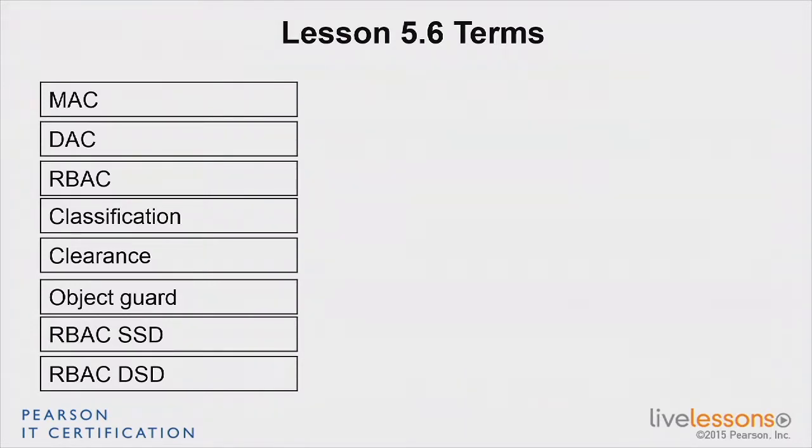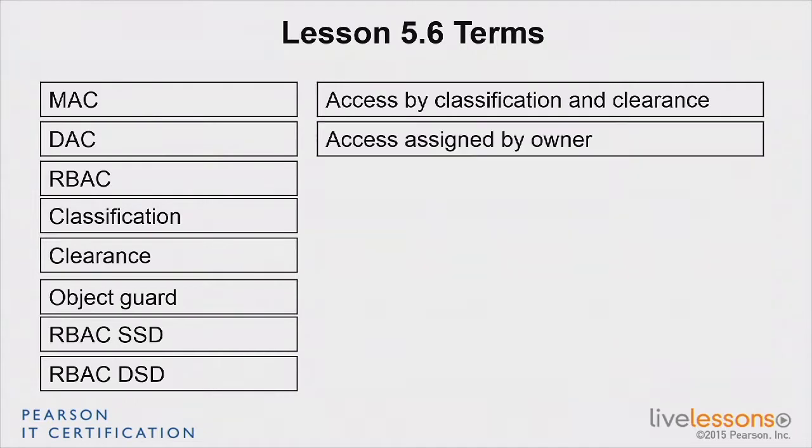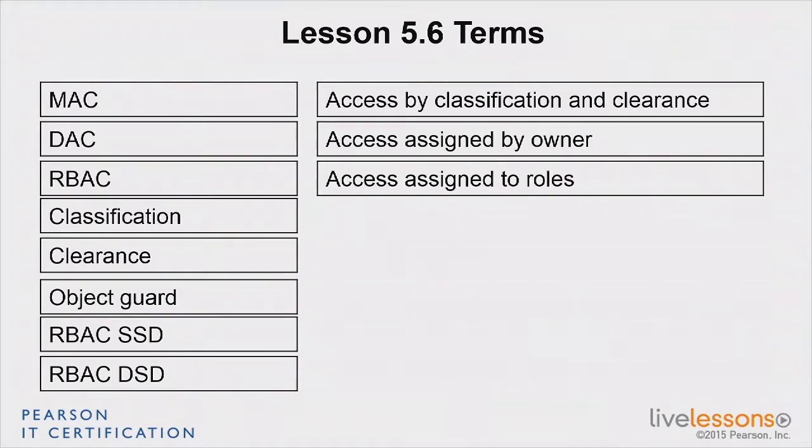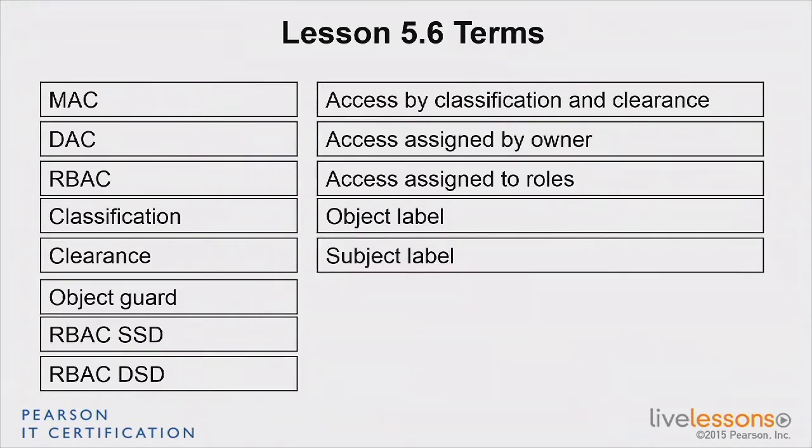All right, let's go through our lesson 5.6 terms. MAC means we have access by classification and clearance. MAC is mandatory access control. DAC is discretionary access control, and access is assigned by the owner. RBAC, role-based access control, is where access is assigned to roles. Classification is a label that we give to objects. Clearance is a label that we give to subjects.